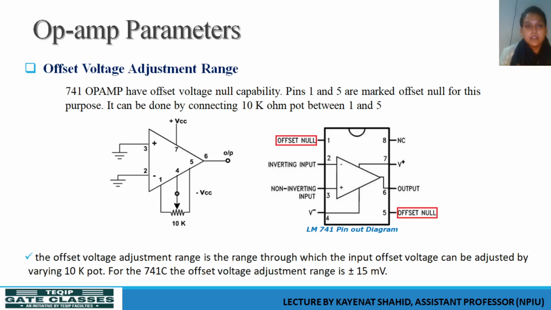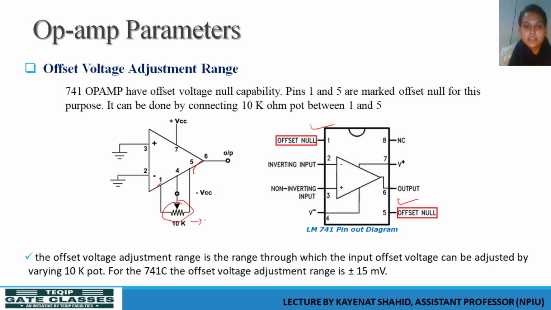I just wanted to show you the adjustment. We have already discussed this IC pin diagram in the very first class, right? Here what I want to show you is that for making the output offset voltage 0, we are applying an input offset voltage at the terminals. But with the help of a potentiometer, we connect a potentiometer between pin 1 and pin 5.